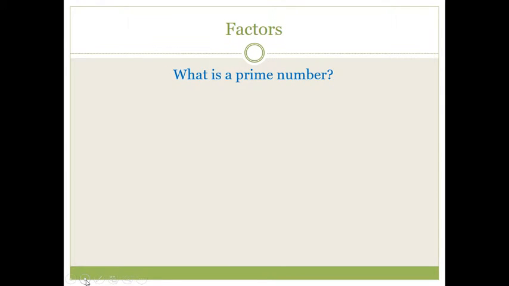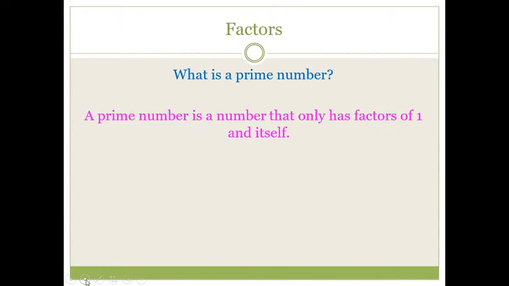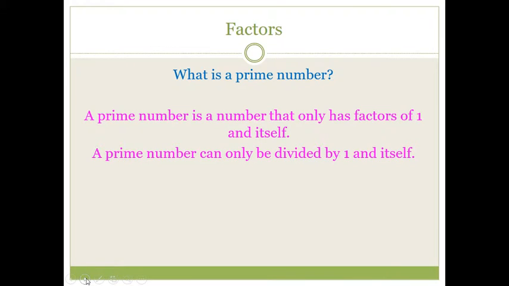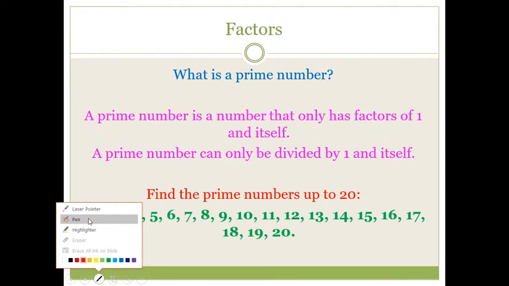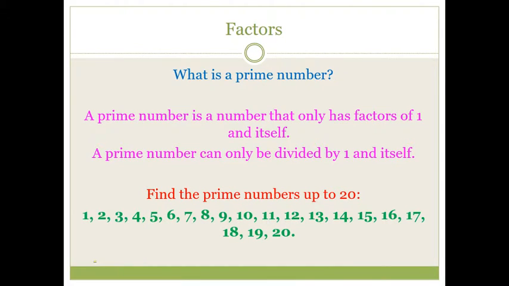So now let's talk about a prime number. All right, a prime number is a number that only has factors of 1 and itself. So another way to think about it, it can only be divided by 1 and its own self. So let's think about the prime numbers up to 20. Now by definition, although 1 meets that definition, 1 is not considered a prime number.